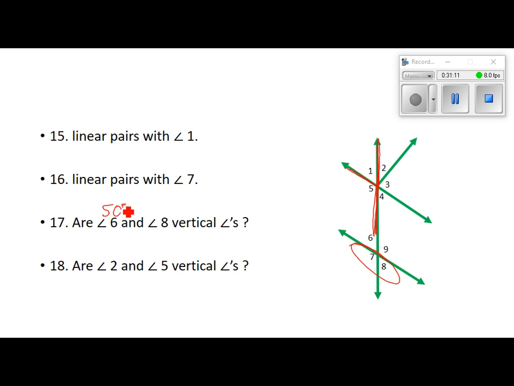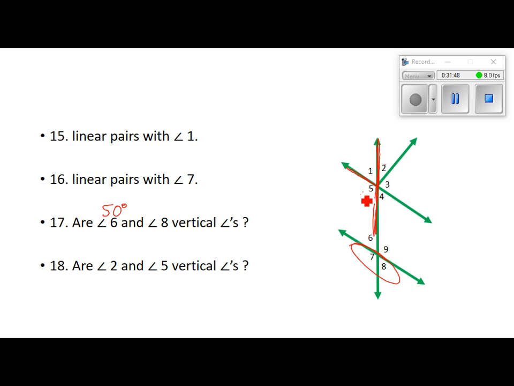Are 2 and 5 vertical angles? No. Here's something that might be helpful. What would it be, 2 and 3? Yeah. When you're looking at vertical angles, watch this. Vertical angles, if I look at angle 5, have to be angles whose rays are opposite rays to each other. So one ray in one angle and one ray in the other angle are opposite rays, then the other pair of rays are opposite rays. So those are my 2 rays in angle 5.